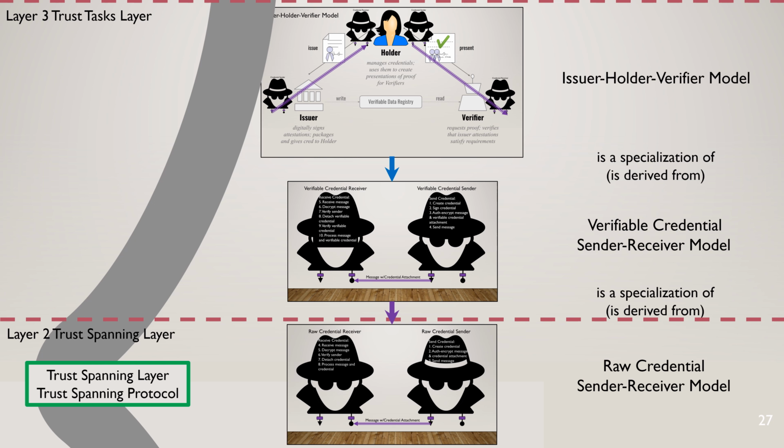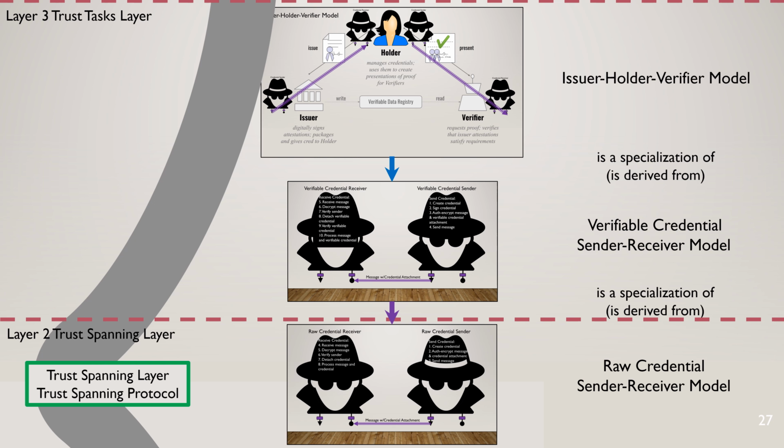Let's go one level down. Let's look at the verifiable credential sender receiver model itself and how it's derived from the raw credential receiver model at the bottom. We're not going to go through the definitions of raw credentials and verifiable credentials again, but if you look at the steps of the verifiable credential sender, they map one-to-one with the raw credential sender. The only addition in the verifiable credential sender receiver model is step 2, where we're signing the credential before we're attaching it and before we're doing the author encryption of the message with the attachment.